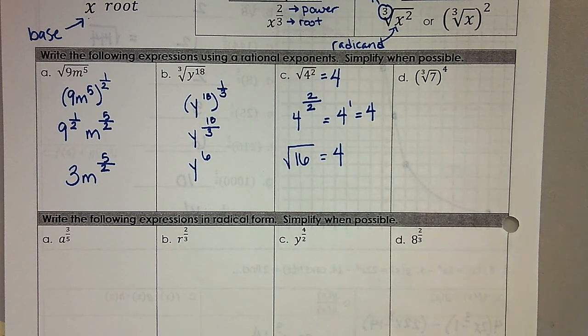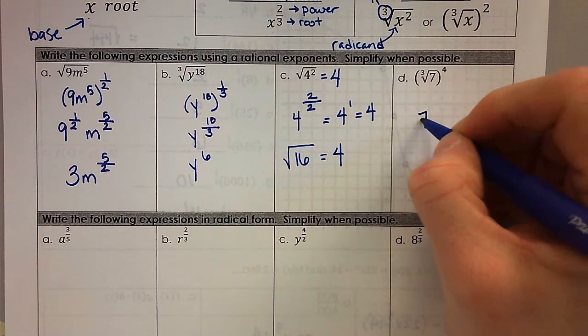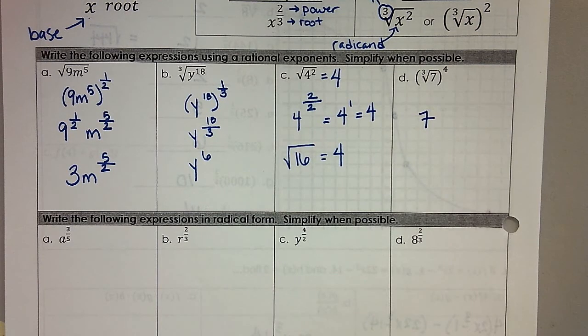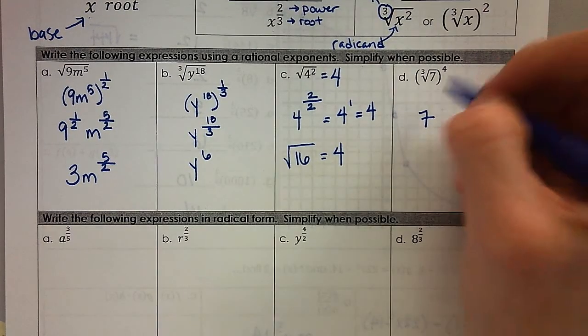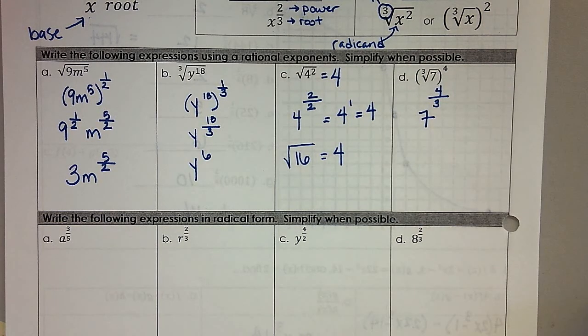All right. My base and my radicand are the same. So my base is 7. My power is 4. My root, or my index, is 3. We don't need to simplify that at all. We'll get into that later.